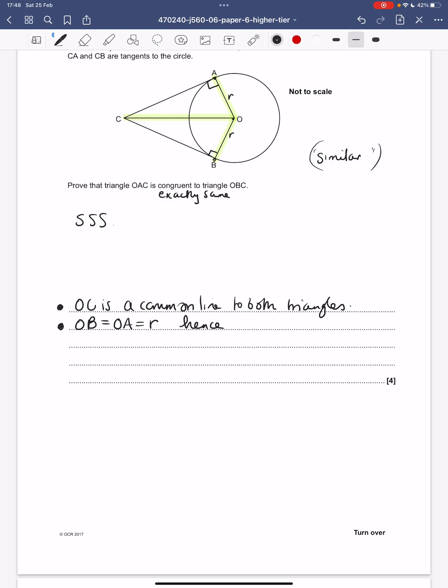Hence, a second identical side length. And then finally, right, this is a right angle triangle. So this would be the hypotenuse. This is one of the sides. So these are going to be the same as well. We've got the same hypotenuse and one of the other sides is the same, matches.